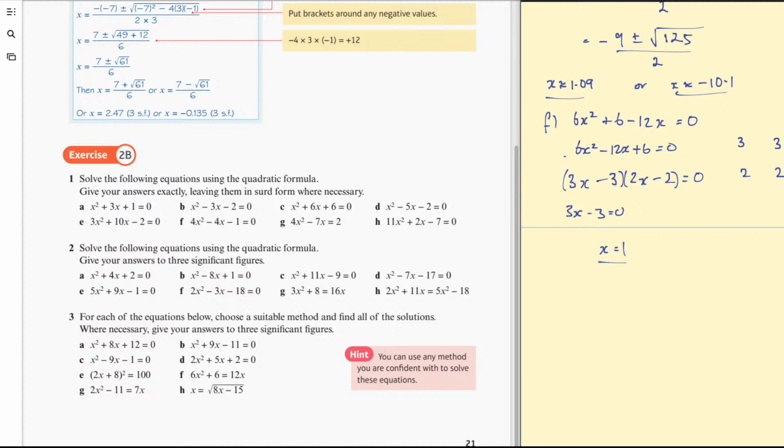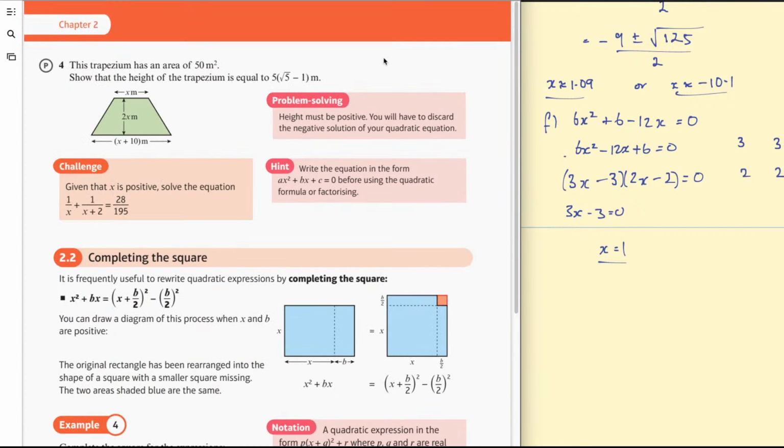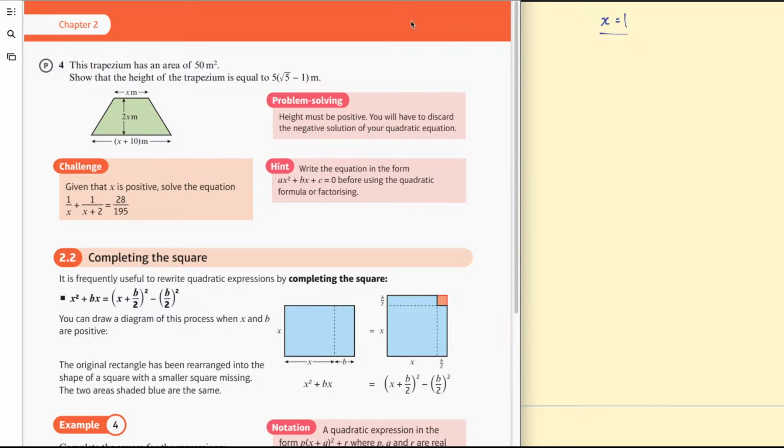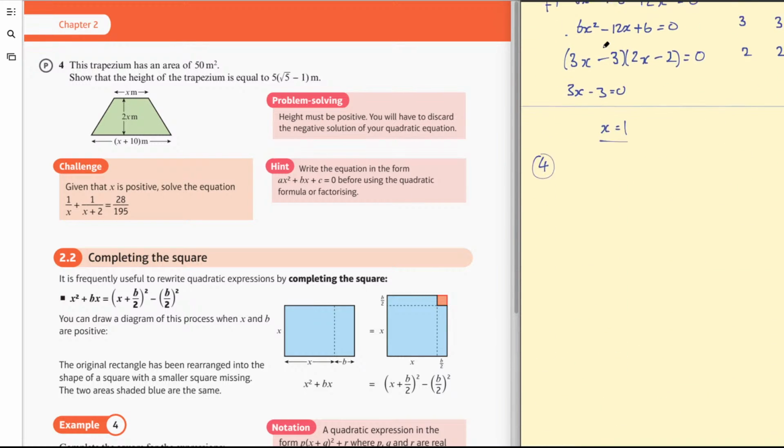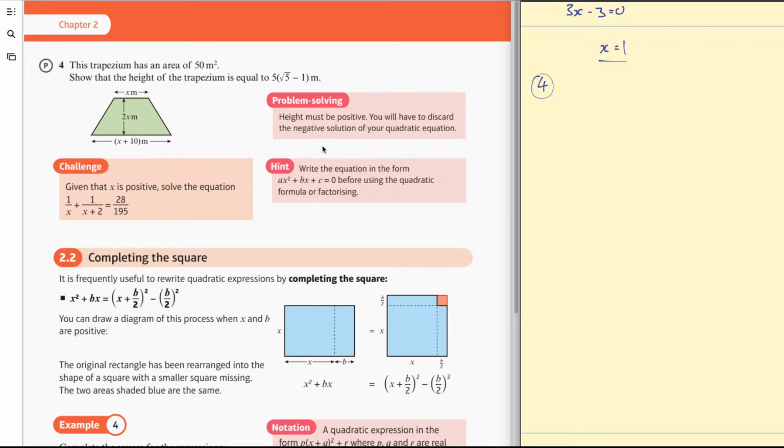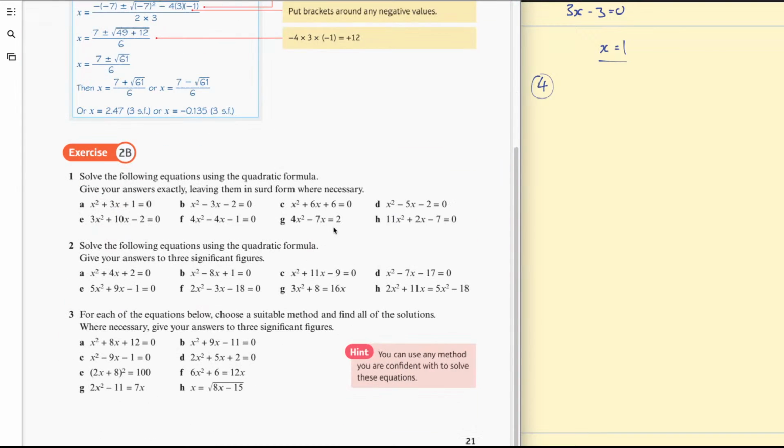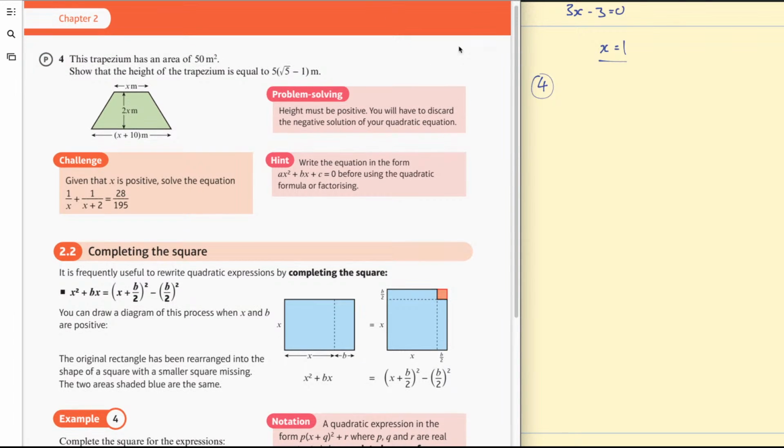Okay, on to question 4, which is problem solving. So just a couple out of question 3. Again, I'd encourage you to have a go at the others if you want to. On to question 4, which is problem solving.